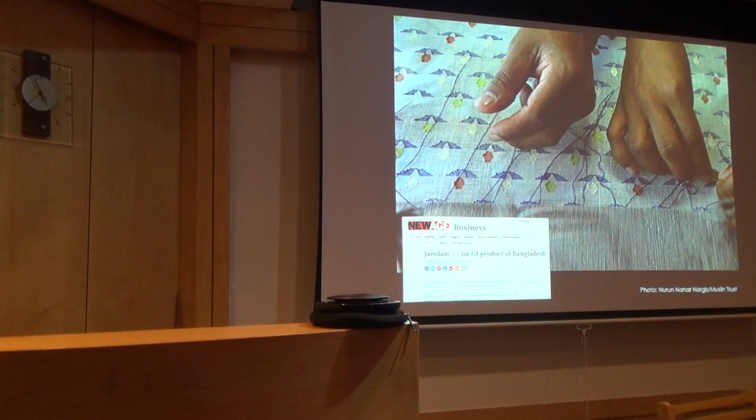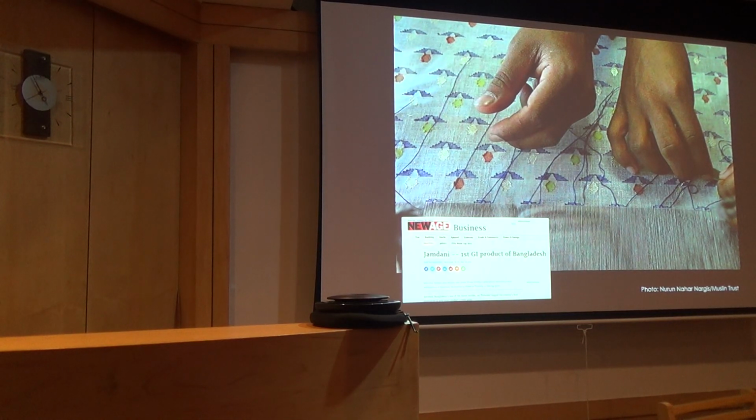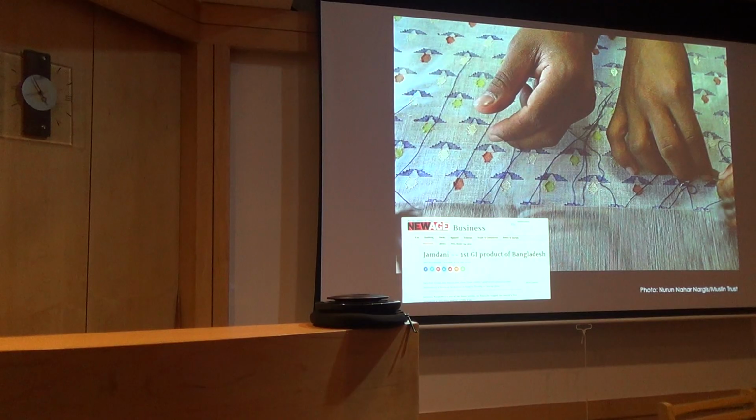So I read previously that there was one type of muslin, I don't remember the name, that was regarded as the thinnest of the muslin cloth. And its weavers, the British cut off their hands so that they could not teach their skill to their children. That's the story, but nobody's ever found any evidence of this.